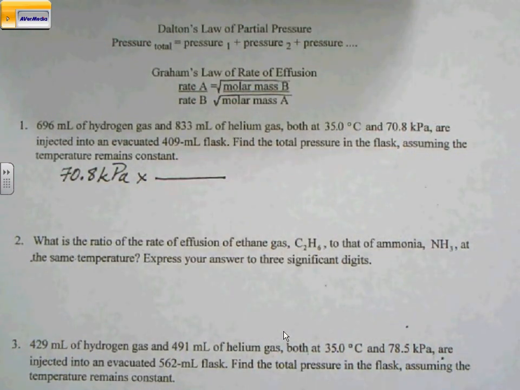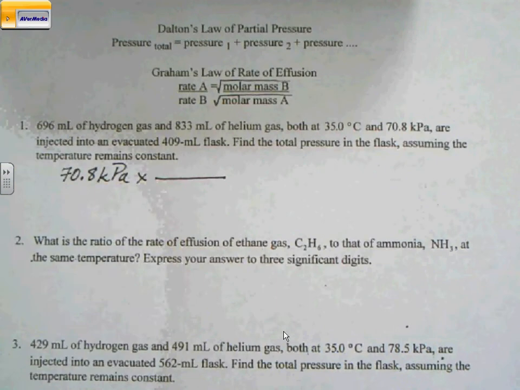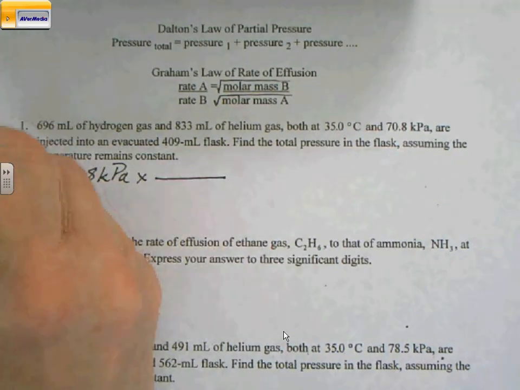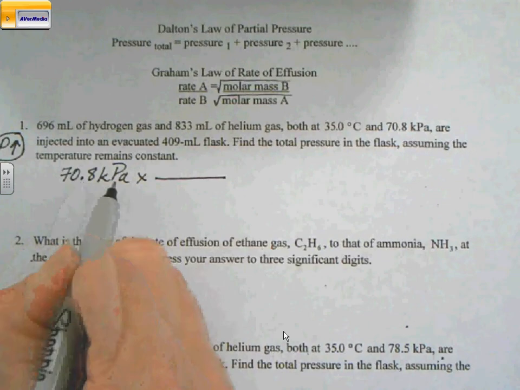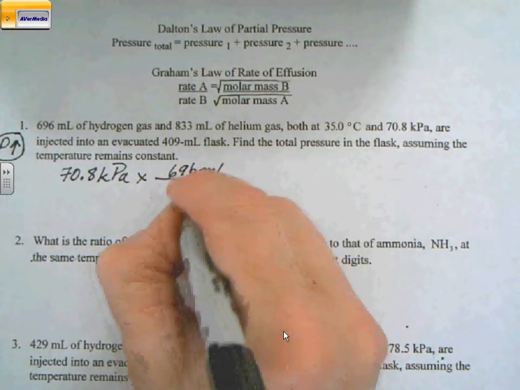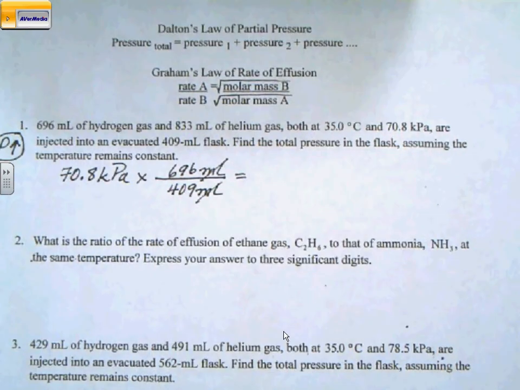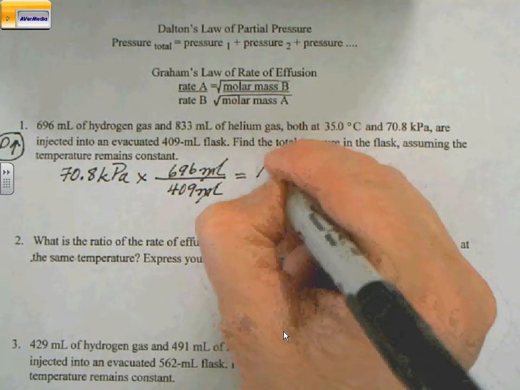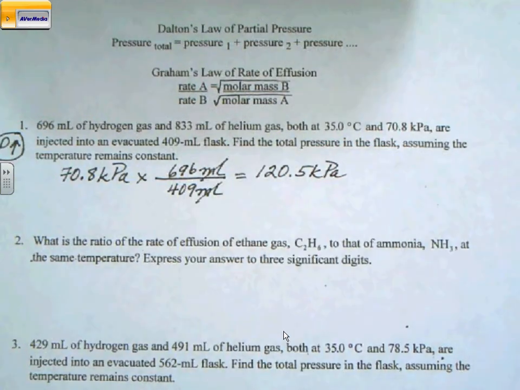So this typically is an example of Boyle's law, and the volume actually went down from 696 to 409, so that means the pressure needs to go up. So we're going to set up that volume ratio so that the higher number's in the top, which is 696, and the lower number in the denominator, and that way when we do our math the pressure will increase, and it does. We're going to say it goes to 120.5 kPa. That's the first gas. That's the hydrogen gas.